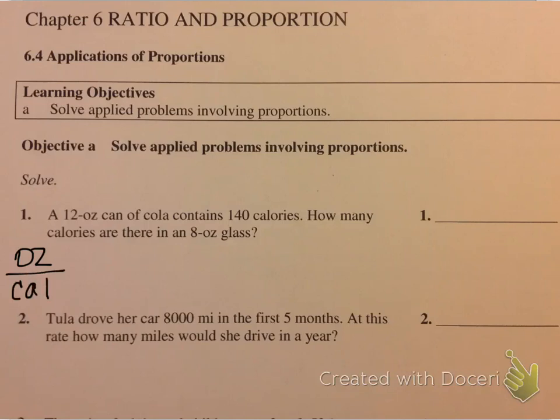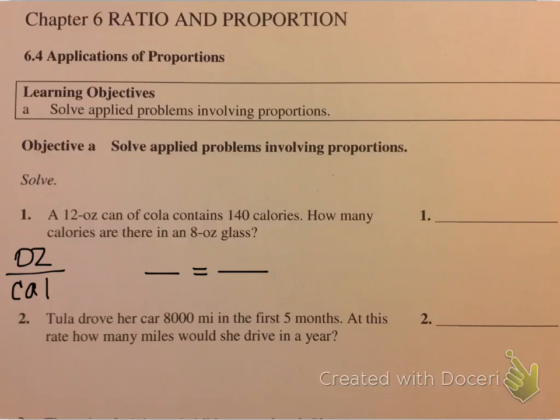So when I set up my proportion, remember that's just a fraction that equals a fraction, I'm going to make sure that my ounces are on the top and my calories are on the bottom. You want to keep the same types of numbers in the same place. So if you were to put ounces on the bottom, then it would need to be on the bottom in both of your fractions, so just be consistent.